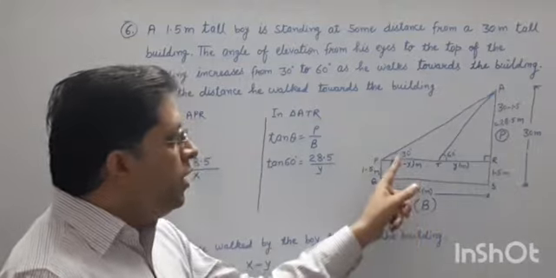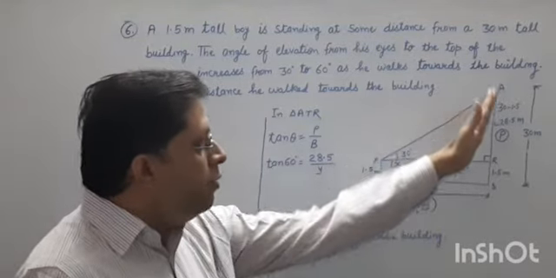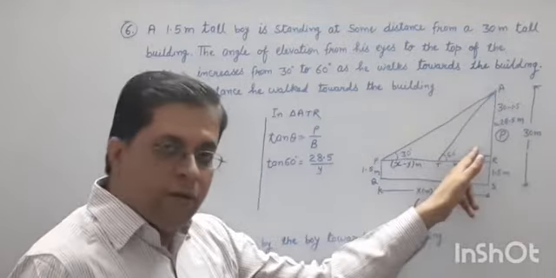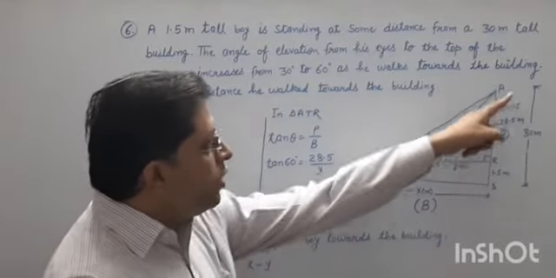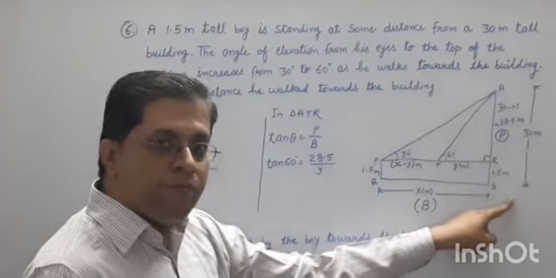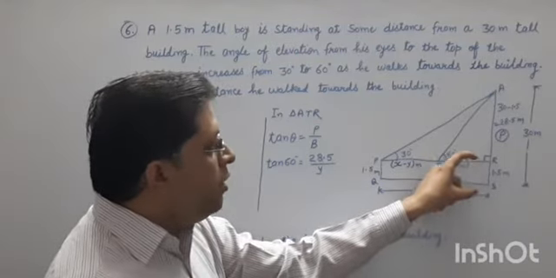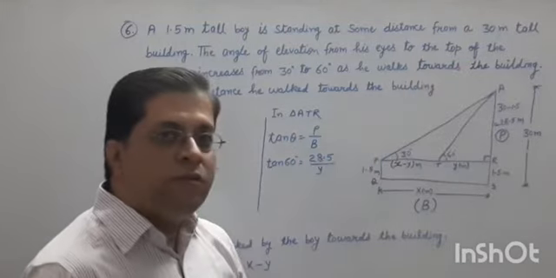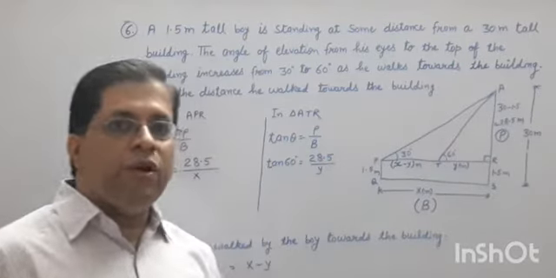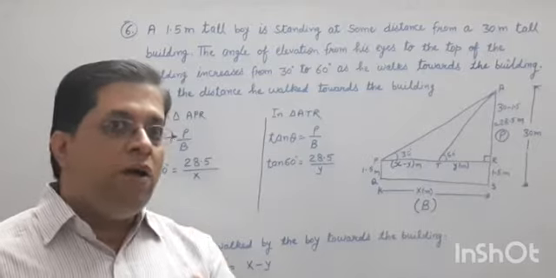30 degree and 60 degree are given to you, and the building is always at 90 degree, perpendicular. One more thing, the total height is 30 meter. This is 1.5 meter, then what is remaining? This is 30 minus 1.5, that is 28.5 meter.